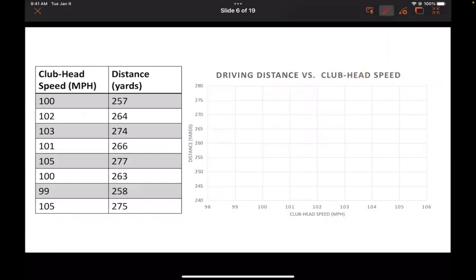So our club head speed is our explanatory variable, because if the club head doesn't move, then the ball doesn't go anywhere. So this is our explanatory. And this is our response, because in order for the ball to move, it has to respond to that club head.